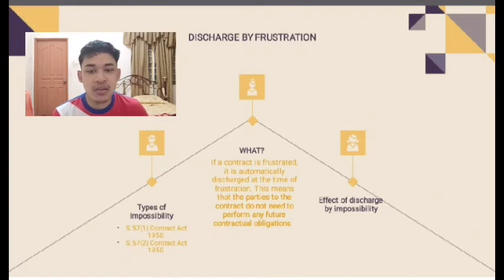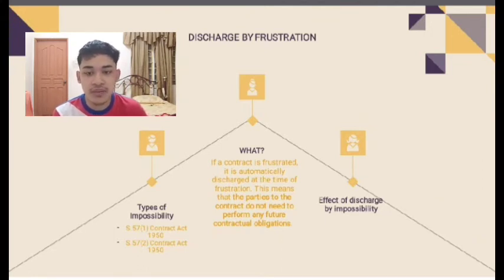A contract is terminated if the things that the parties agreed to do are impossible to perform. It can be at the time the contract was made or, when the contract has been made, the obligation becomes impossible to perform. First, types of impossibility.